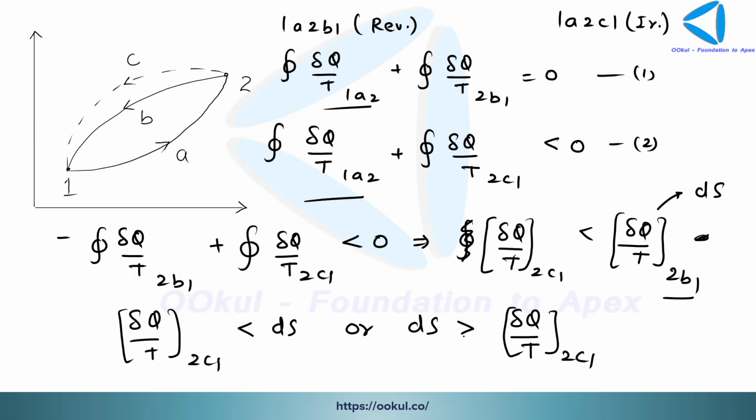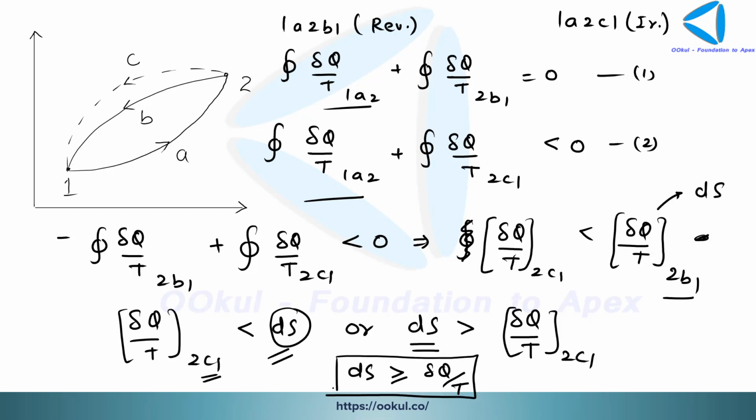So for an irreversible path, as we have seen, the delta Q by T is less than ds, that is, less than the change in entropy. Combining this case with the previous case from the previous slide regarding the reversible case, we can say in general that ds is greater than or equal to delta Q by T. This is the general expression. If it is a reversible case, ds will be equal to delta Q by T, but if it is an irreversible case, ds will be greater than delta Q by T.